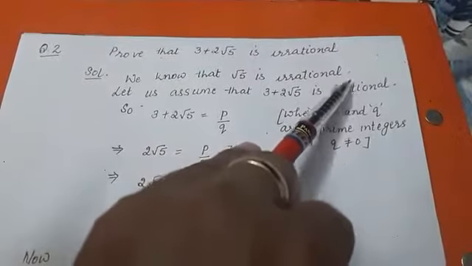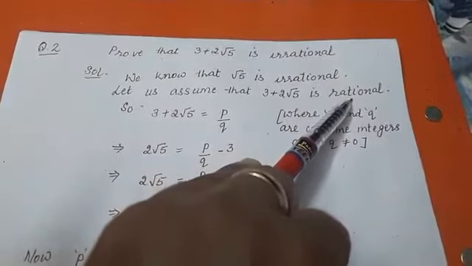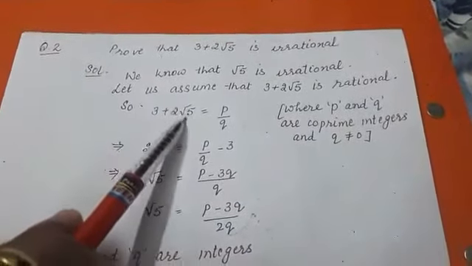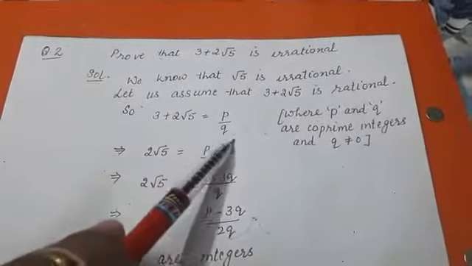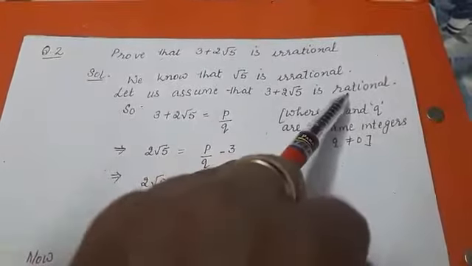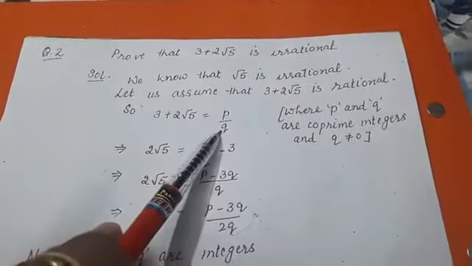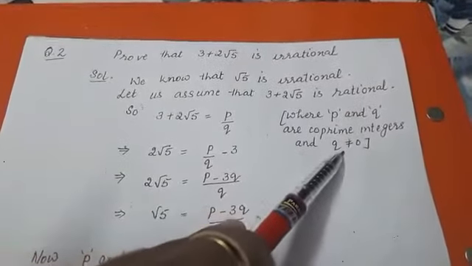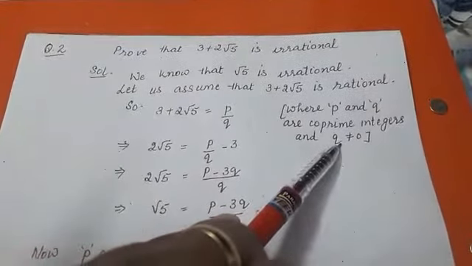So, when we write that we are assuming it to be rational, our next step will be 3 plus 2 root 5 is equal to P upon Q, because all rational numbers can be written in this form, where P and Q are co-prime integers and Q is not equal to 0. What is the next step?